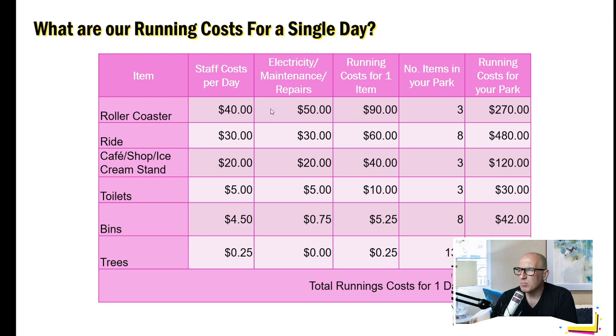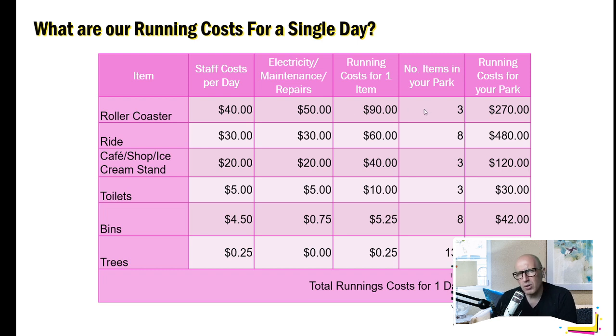In here, I've made this cell add to this cell. Now, a cell is a fancy name for a box. So on my spreadsheet, I've got a cell that looks like this, and it's $40 staffing. So I need to pay my staff just for the roller coaster, and I pay them $40 a day. My electricity and maintenance repairs for the roller coaster is $50. My running costs for one item altogether then are maintenance added to staff, which is 90. Easy peasy.